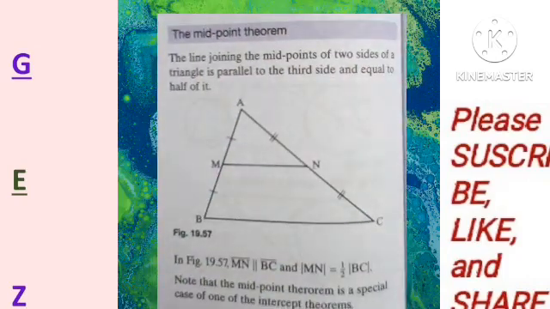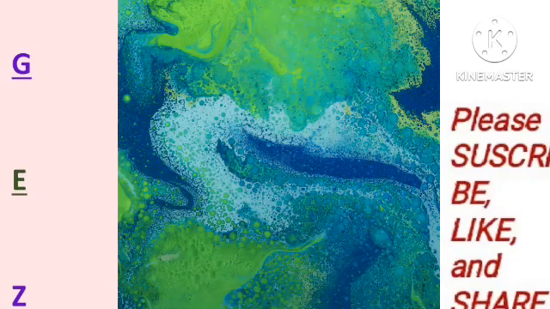Next, let's talk about the midpoint theorem, which states that the line joining the midpoints of two sides of a triangle is parallel to the third side and equal to half of it. So anytime you have a line joining the two midpoints of two sides, it will be parallel to the third and also equal to half of it. So in this case, MN is parallel to BC and MN is half of BC. The midpoint theorem is a special case of one of the intercept theorems.